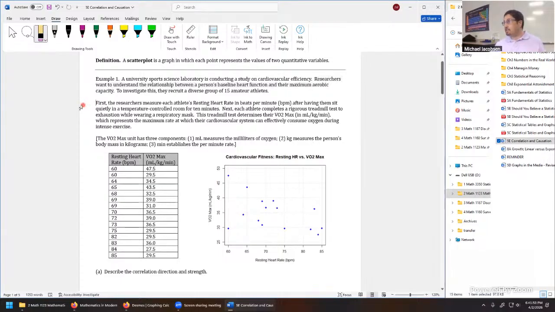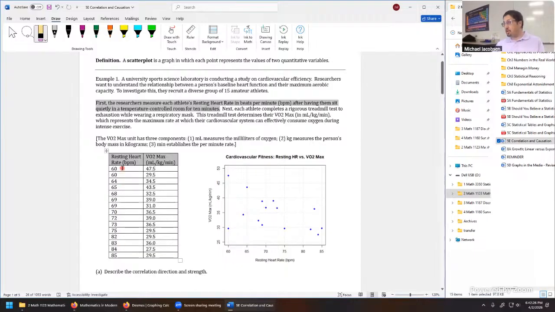Next, it says, to do this kind of investigation, here's what they specifically did. The researchers measured each athlete's resting heart rate in beats per minute after having them sit quietly in a temperature-controlled room for 10 minutes. So a very specific kind of resting heart rate. It's not like your resting heart rate when you're actually sleeping at night. So they put them in a temperature-controlled room, had something read their heart rate, and took an average value after 10 minutes. And these were their values.